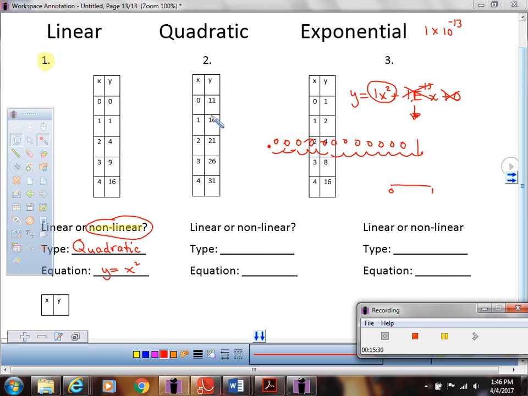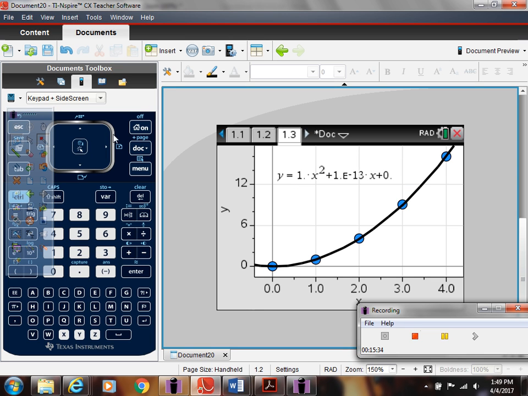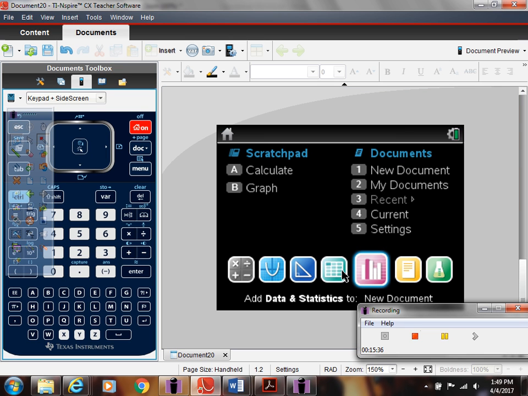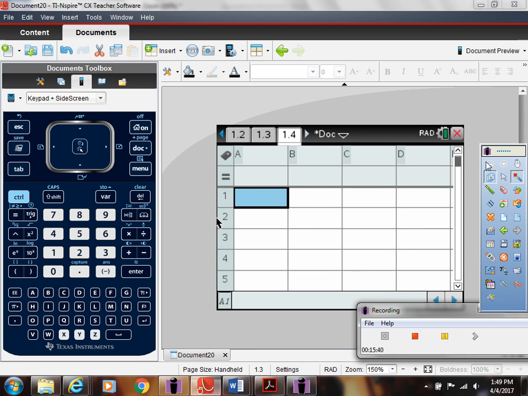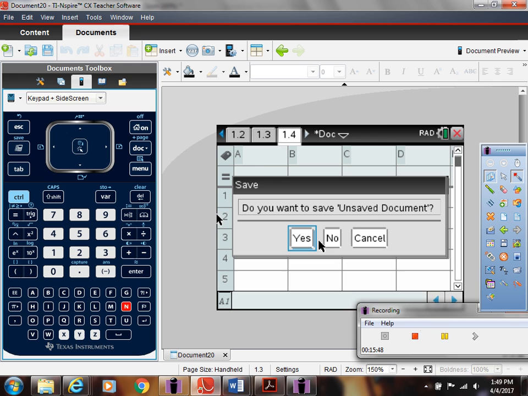Alright, so let's try number 2. Number 2 is a little bit easier, the equation doesn't look as crazy as that one, but it happens, so that's good it came up, because then you know what to do. Now, you do want to clear out your app. Anytime you use spreadsheet, make sure you clear it out. So let's do a Control-N and clear it out. So let's try number 2.